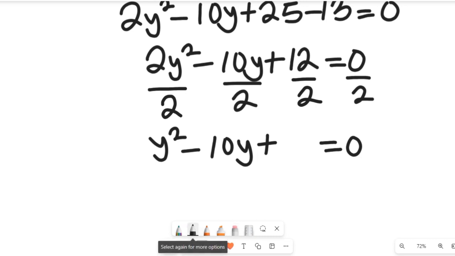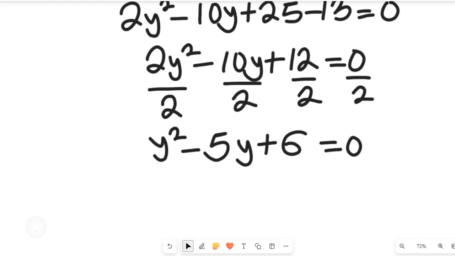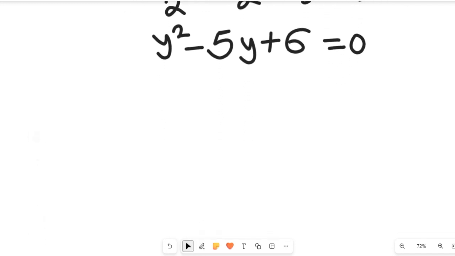This is going to be plus 6, and this is going to be 10 divided by 2, which gives us 5, and this will be equal to 0. So let's continue that expression. Having gotten that, we're going to have our y squared minus 5y plus 6. So you can simply simplify this quadratic equation.